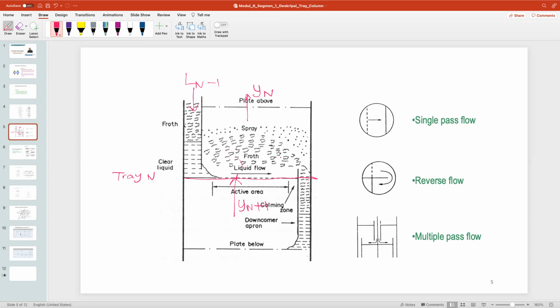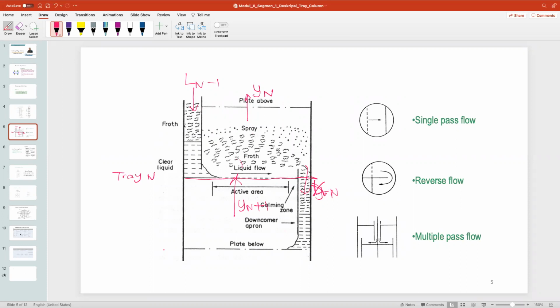So after that it's very fast, and then it reaches equilibrium, and the stream with the equilibrium composition will leave the tray. So this is the XN and this is the YN. Okay, so that is the idea of the design, what happens in one tray. So this one is one tray, and again the XN goes to here.